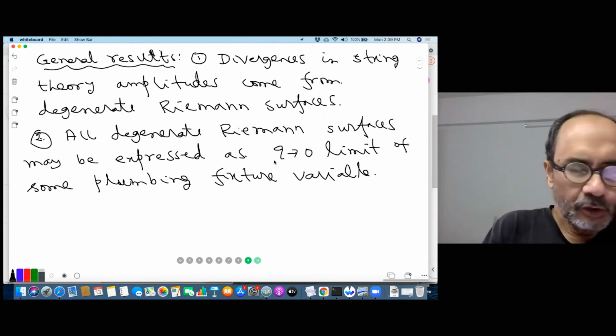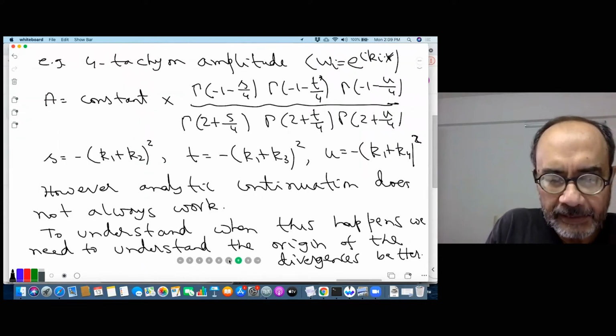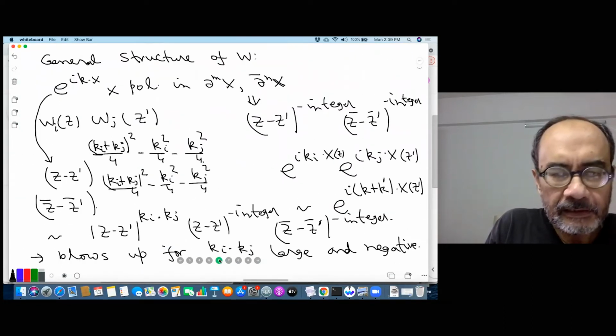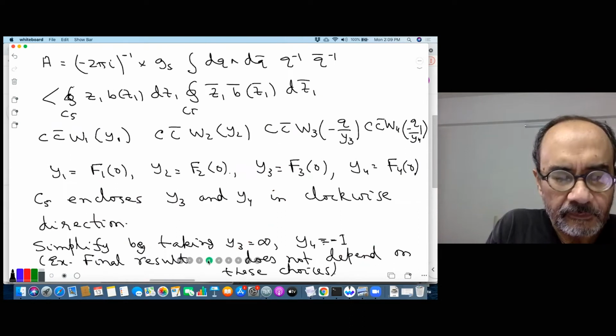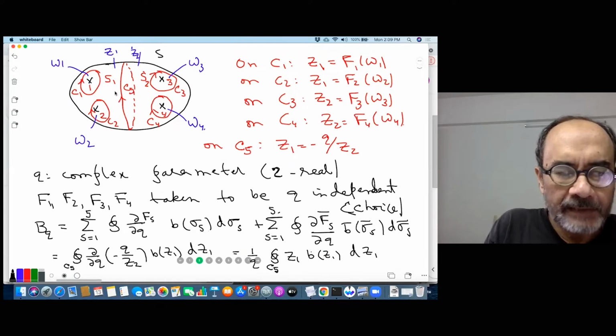Okay. So from this perspective, this 4-punctured sphere that you saw, let me go back here. Yeah, one more step. Yeah, so this 4-punctured sphere, in the q goes to 0 limit becomes a degenerate Riemann surface. And that's where the divergences are coming from. 3 and 4 are approaching close to each other.